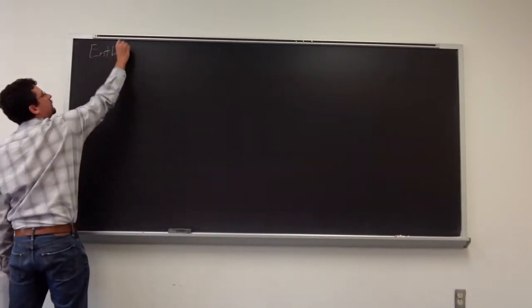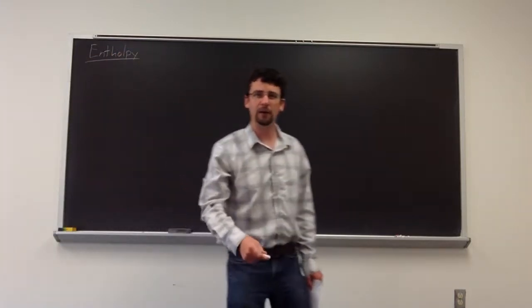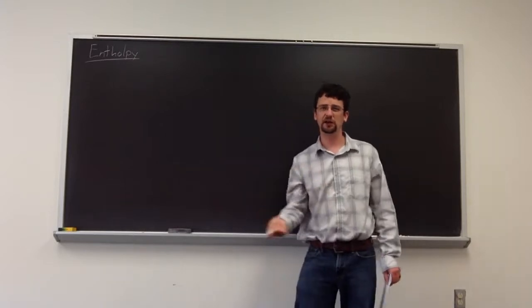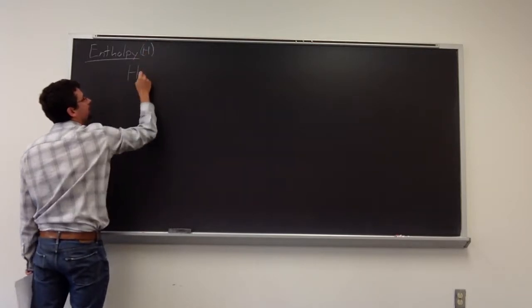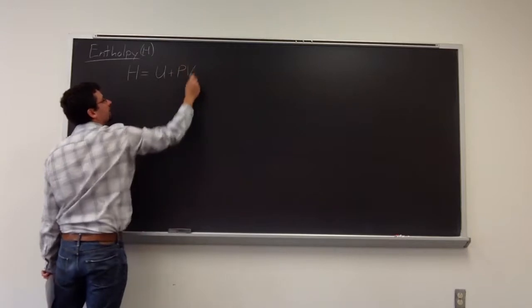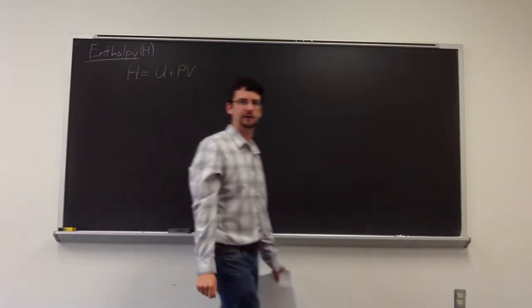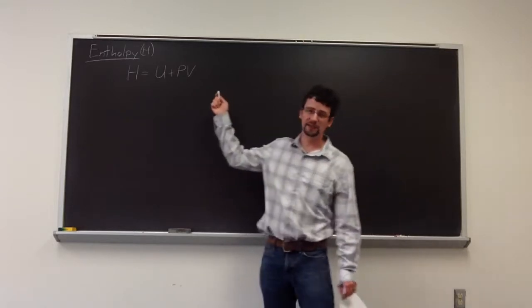So enthalpy is an important state function in thermodynamics. A state function, remember, means it depends only on the initial and the final state. It's given the symbol H for enthalpy, and is defined as H equals U plus PV. We've got that pressure-volume term included, and it's related to the internal energy. That's why this is so important.